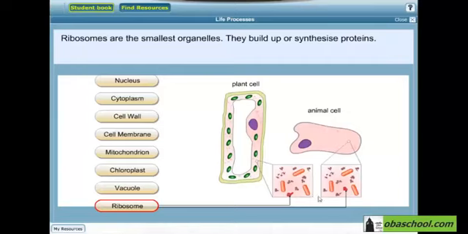The ribosome is found in both plant cells and animal cells. There are many ribosomes in each type of cell. The ribosome is very important because it is the site of protein synthesis. Proteins are synthesized on ribosomes.